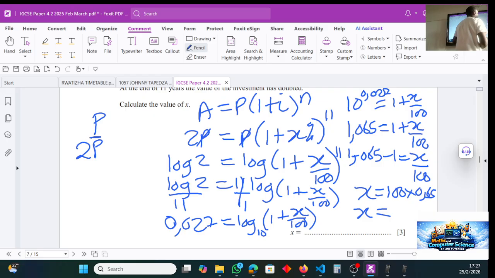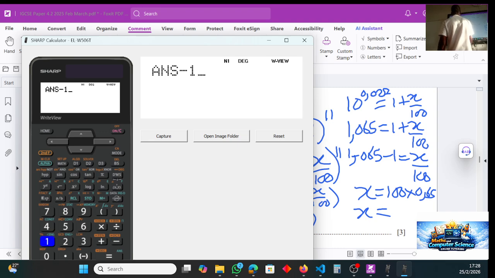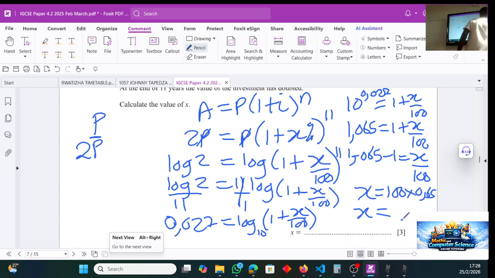So let me get the exact value from the calculator. We are saying this answer that we have, if we subtract 1, it will give us what we have above there. And if we multiply this result by 100, it means that's the percentage we'll be looking for, which is approximately 6.5. So my x is roughly 6.5%.